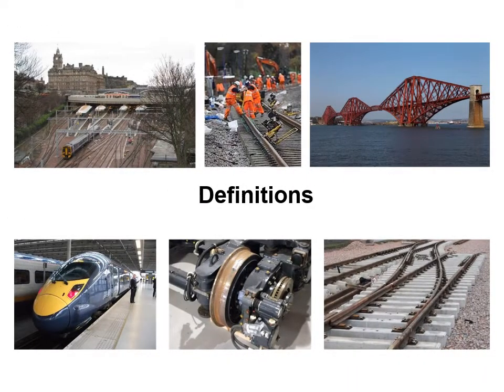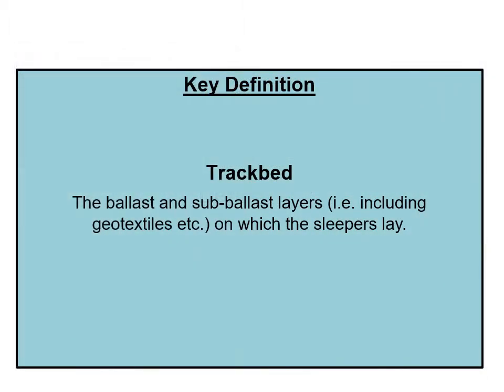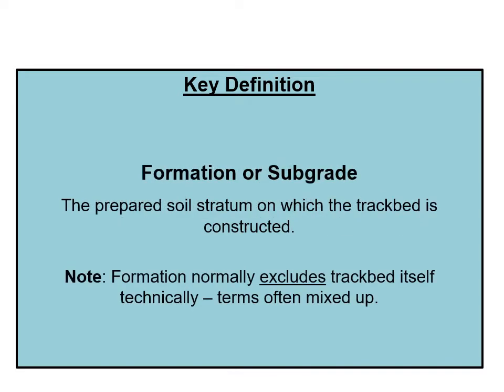So let's now just remind ourselves of some of the key definitions. So the track bed is the ballast and sub-ballast layers, including any geotextile membranes on which the sleepers lay. The formation or subgrade is the prepared soil stratum on which the track bed is constructed. The formation normally excludes the track bed itself, and be cautious, these terms are often mixed up.